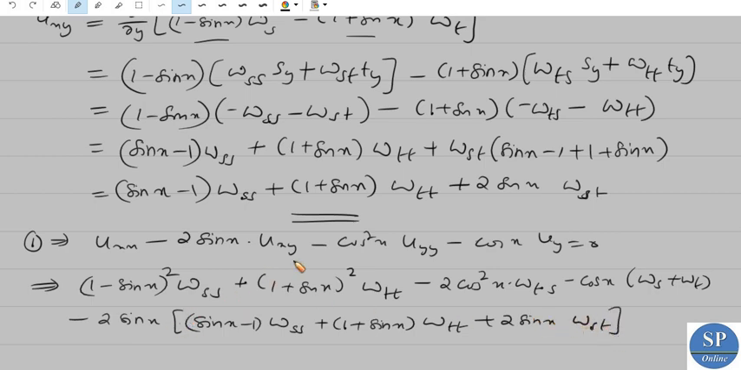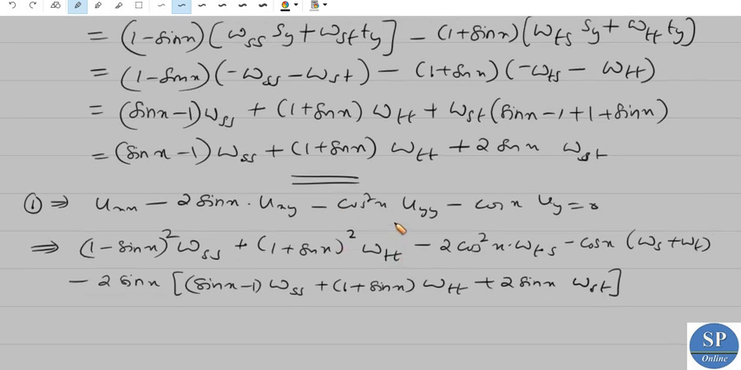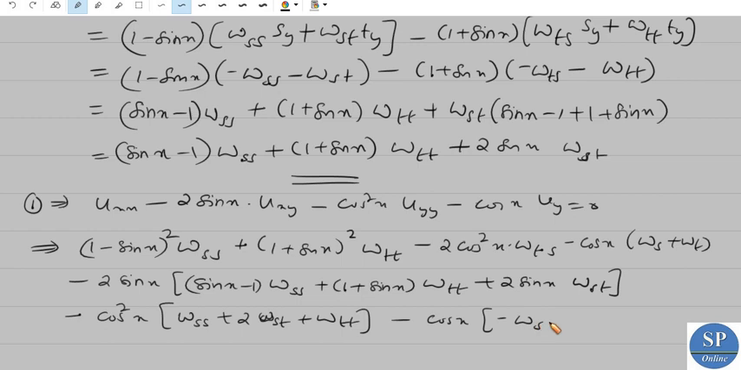This is uxy. Minus cos square x into uyy, and uyy is wss plus 2 wst plus wtt. Minus cos x into uy, and uy was minus ws minus wt, okay, which is equal to 0.